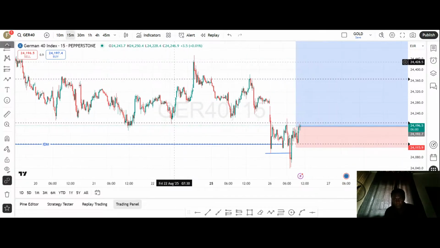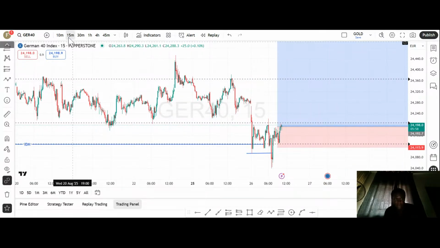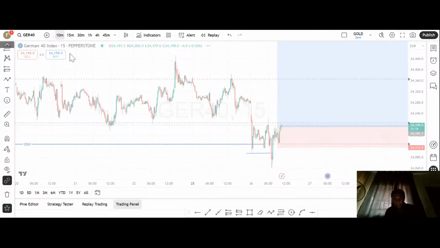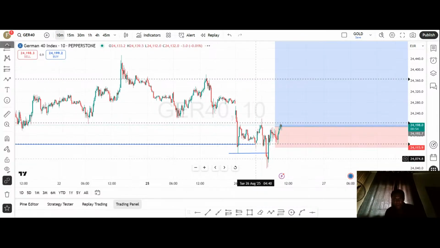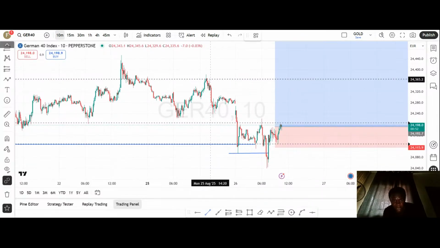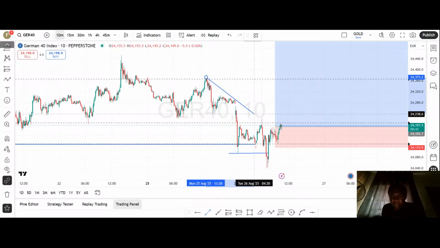So I'm on the 15-minute time frame now. I'll go to the 10-minute time frame now. I want to look out for a trend line breakout, right? So looking at this now, I can see a minor trend line resistance. Resistance has different levels.